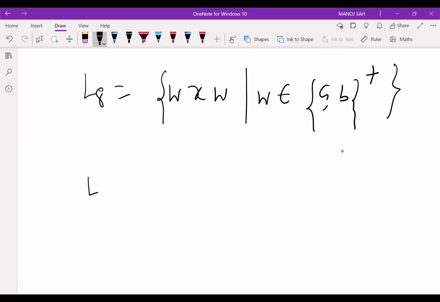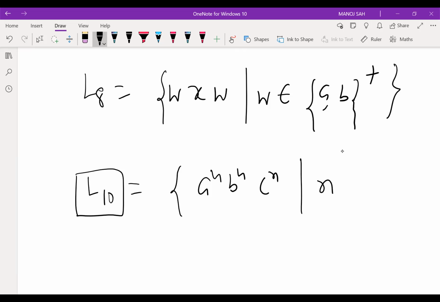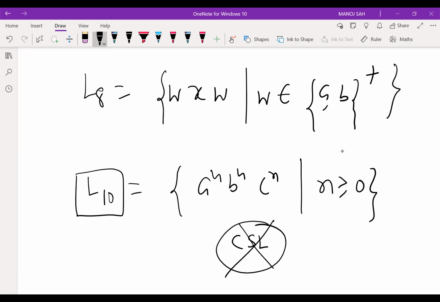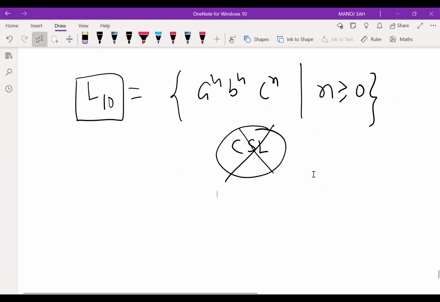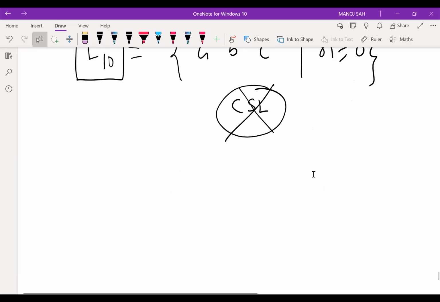Now suppose I am writing L10, not 9. L10 equals a to the power n, b to the power n, c to the power n, and n is greater than or equal to 0. So this is not CSL. Okay, CSL नहीं है. What will happen, see the next video. You will get more detail there.